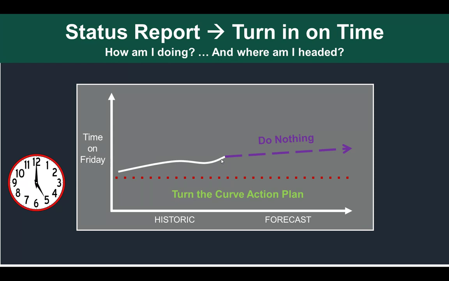So turn-the-curve thinking emphasizes tracking our progress against our baseline trend. In other words, we compare how we are doing against our historic results and our forecast if we do nothing different. We implement our action plan and collect data to ensure we meet our goals. So with this action plan, I'll record when I turn in my future reports to confirm that my action plan worked.